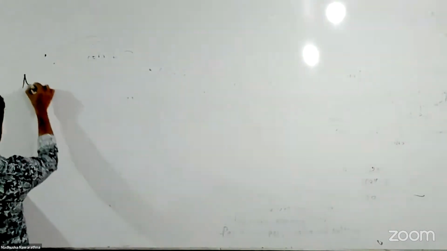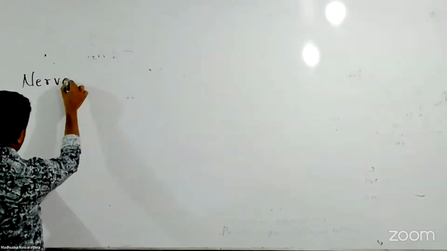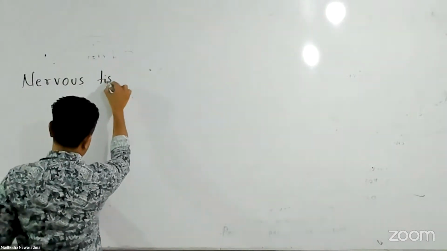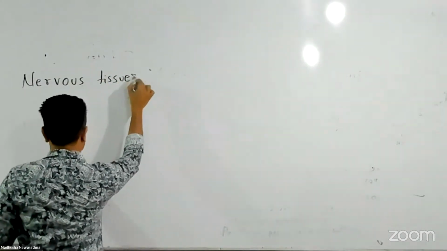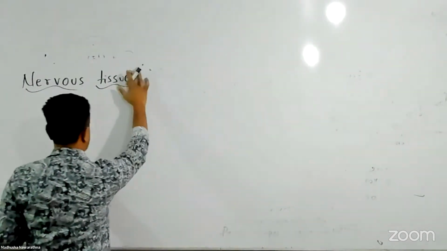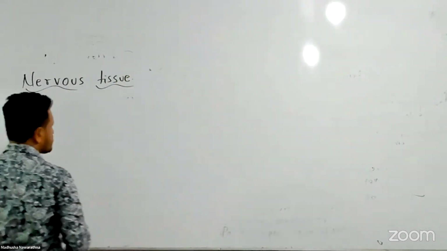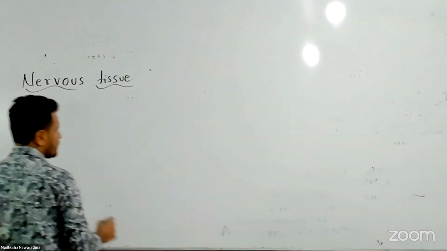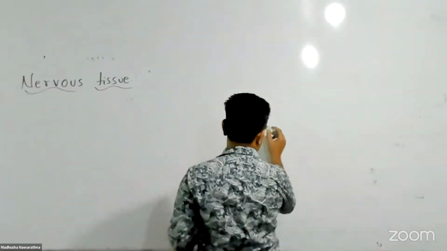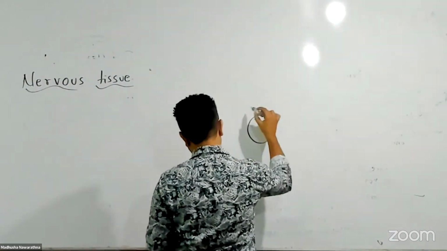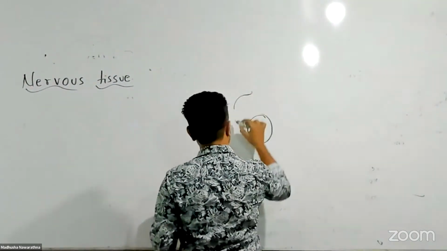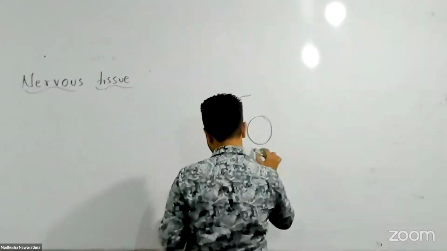Okay? Right, write this topic, nervous tissues. Right. Guys, you need to draw this diagram. There is a diagram, we need to draw it first in nerve tissues.